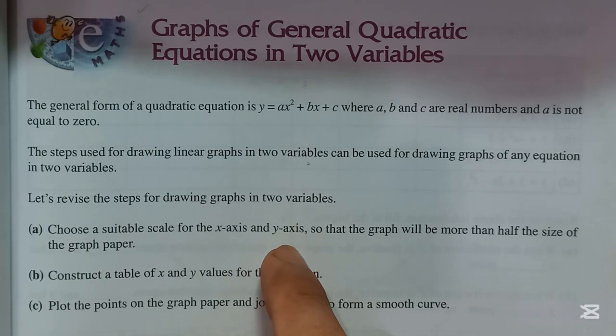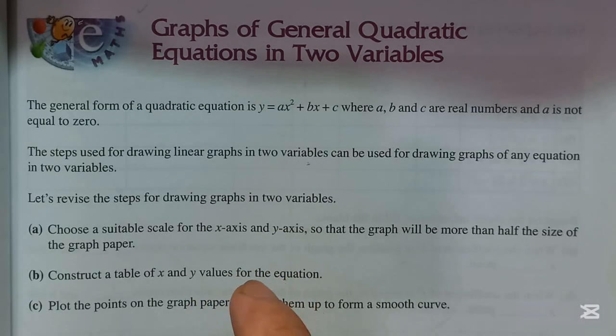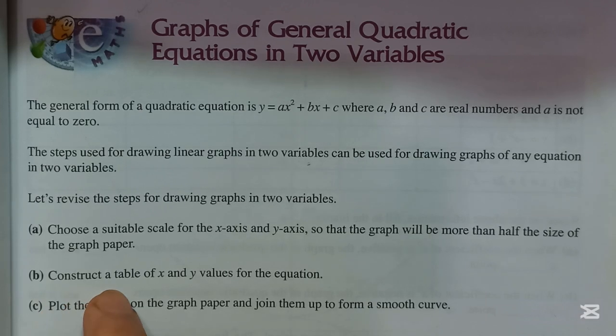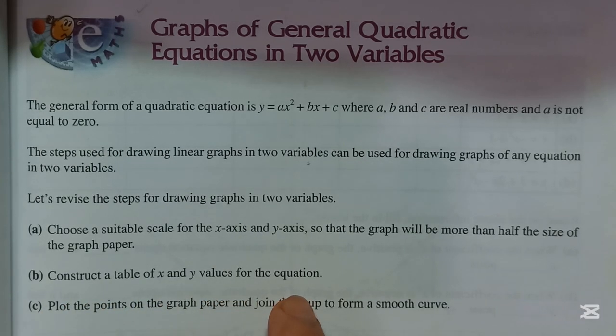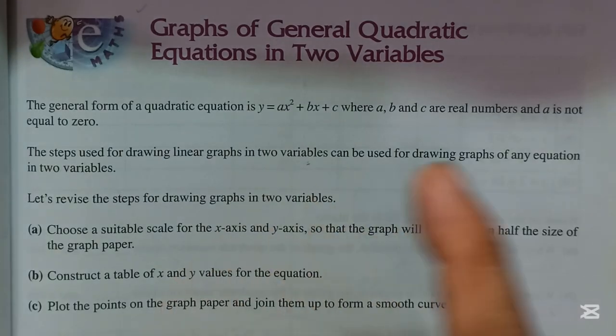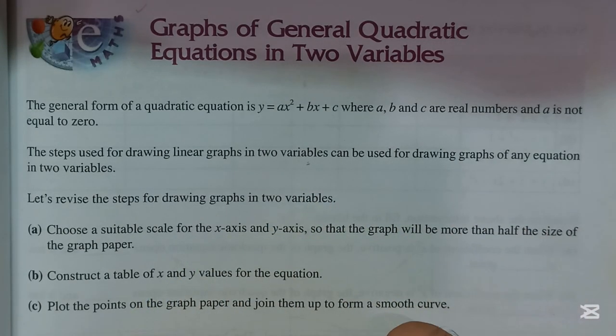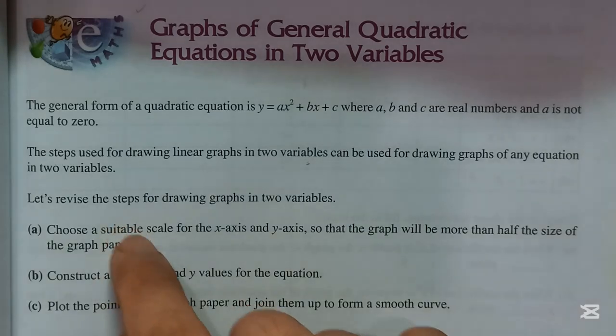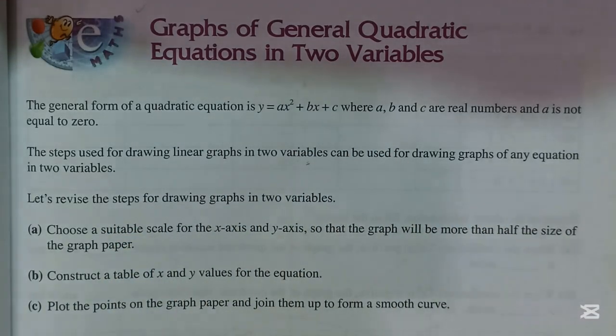But the thing to remember is do not use awkward scales. For example, 1 centimeter to represent 2.5 units or 2.3 units. So do not use awkward scales. The next point is construct a table of the x and y values for the equation. And the final step will be plot the points on the graph paper and join them up to form a smooth curve. So points will be joined now in this topic with a freehand curve, not with the scale. So points will be plotted and will be joined by freehand curve like this one or this one.